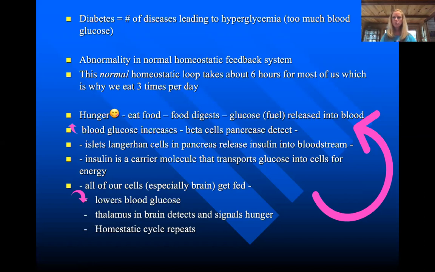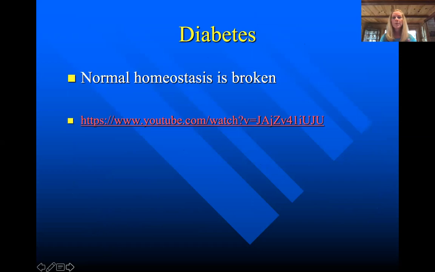Now, for most of us who don't have diabetes, we just listen to our hunger. We eat several times a day, and our body thankfully takes care of all of that stuff without us having to think about it or worry about it. With people who have diabetes, it's very different. Okay, so I do want you to watch this. And I want you to realize for most of us, we have this normal homeostasis that keeps us in balance. But for diabetes, that homeostasis is broken.